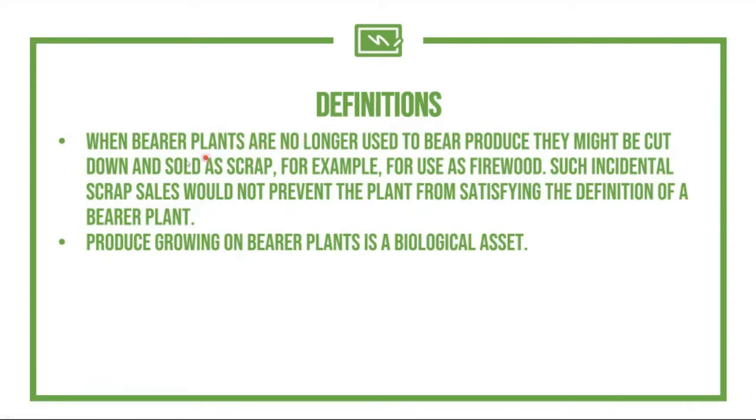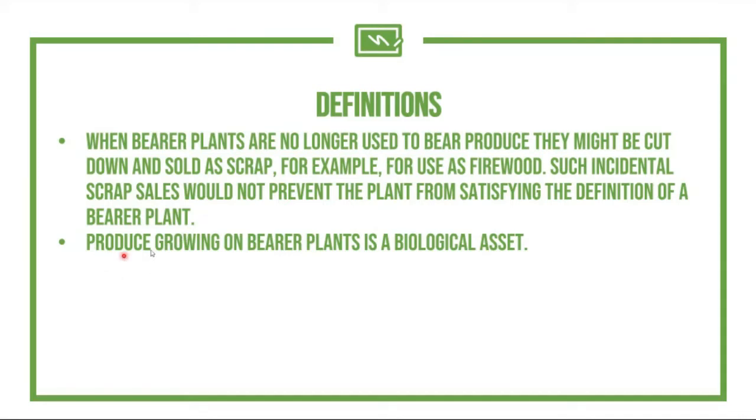It says, still in the definition, when bearer plants are no longer used to bear produce, they might be cut down and sold as scrap, for example as firewood. Such incidental scrap sales would not prevent the plant from satisfying the definition of a bearer plant. So if your eventual sale of the bearer plant is only incidental so that it will not be wasted, then the sale does not mean that it is no longer a bearer plant.